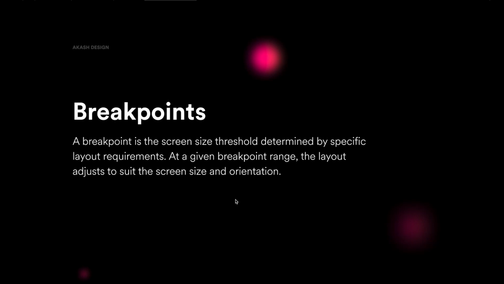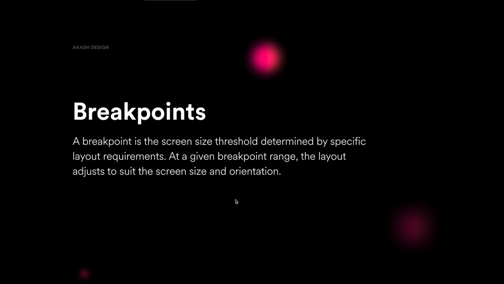Okay. And what exactly is a breakpoint? A breakpoint is basically a threshold determined by the specific layout requirements. What it means is, up to what screen size will you call something a mobile? Let's say I have a screen size of 300 dp, and I keep on increasing it. Till what size will you call something a mobile? Typically 300 to 600 is the range where you define something as a mobile. If the screen size is in that range, in that breakpoint, you call it a mobile.